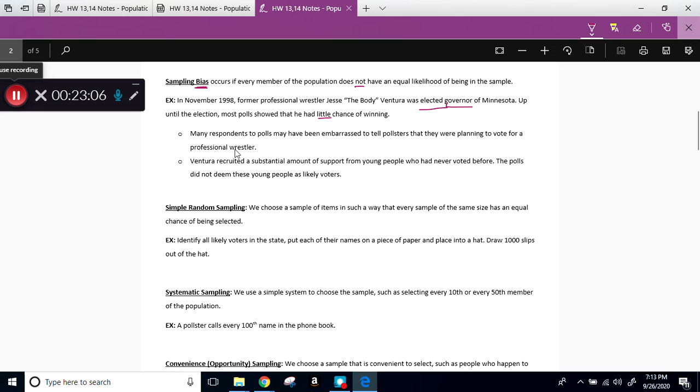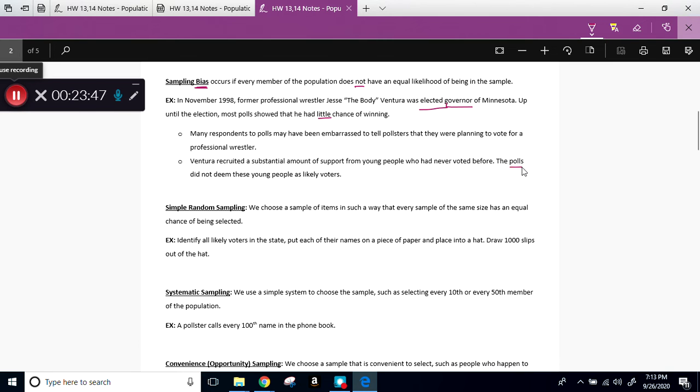It says many respondents to polls may have been embarrassed to tell pollsters they were planning to vote for a professional wrestler. Maybe they were asked who they were going to vote for and just said, I don't know. Or maybe they named the other person, because they didn't want to say they'd vote for the wrestler. Maybe they were made fun of for that. Ventura recruited a substantial amount of support from young people who had never voted before. The polls did not deem these young people as likely voters.